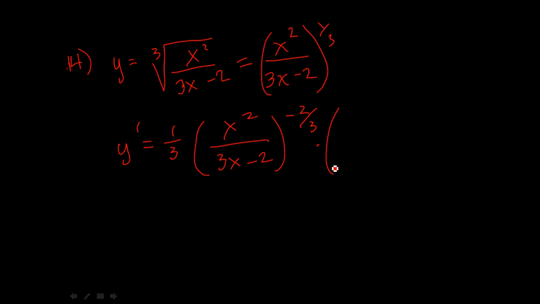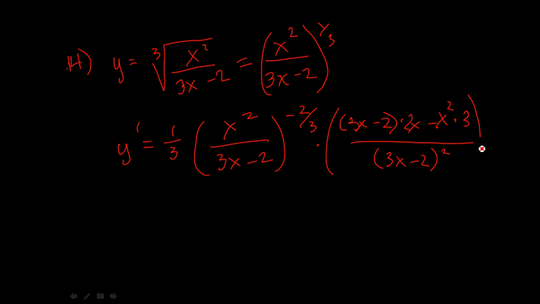And then the derivative of the inside is going to be low d high, which is 2x in this case, minus high d low, which is just 3, over low, so 3x minus 2 squared, and then that whole thing, you would close the parentheses, and that would be your answer.